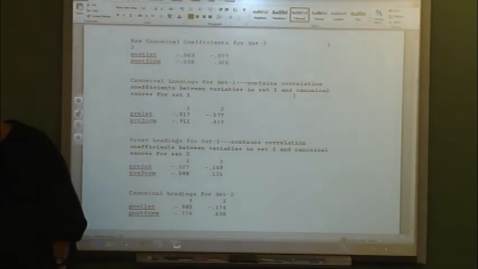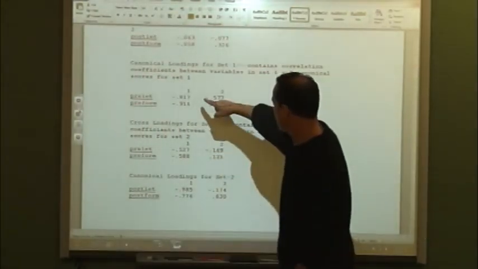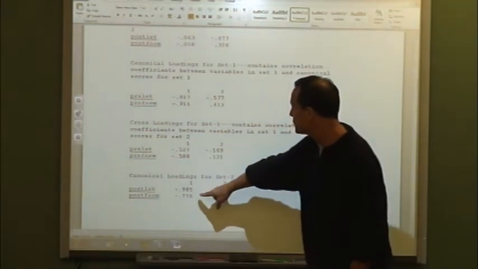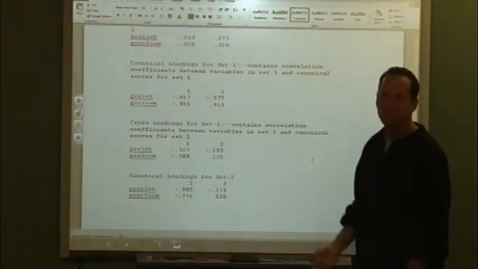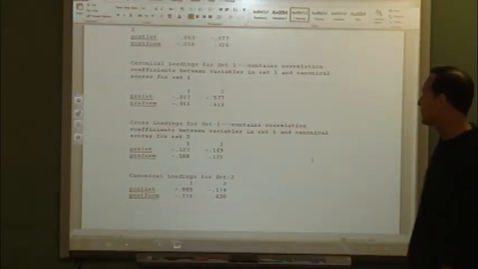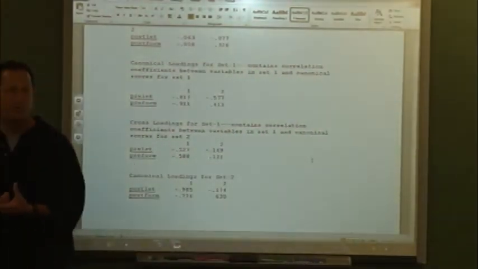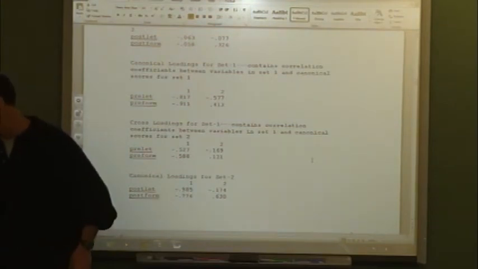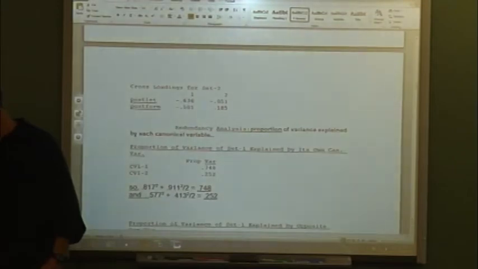And then you get canonical loadings for set 1, which contains correlation coefficients between variables in set 1 and scores for set 1. And you can again see that for set 1 and set 2, the pre-test on forms, post-test on letters, pre-test on letters, post-test on forms pretty much confirm the standardized coefficients. So here, everybody, you just find a way of reducing the dimensionality of 2 sets of variables. With 2 each, it's pretty simple. When you get more, it takes a little bit.